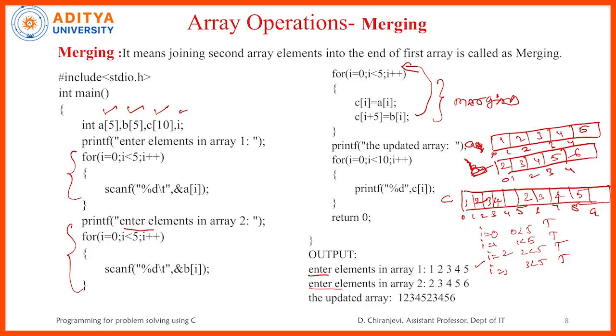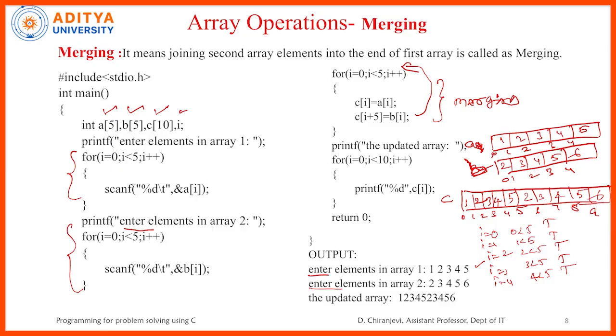After that I plus plus, I value is 4. 4 less than 5, this is true. If this is true, A of 4 will be stored in C of 4. A of 4 is 5, so C of 4 is also storing 5. After that 4 plus 5, 9. So C of 9 will store B of 4. B of 4 is 6, so C of 9 will store 6.